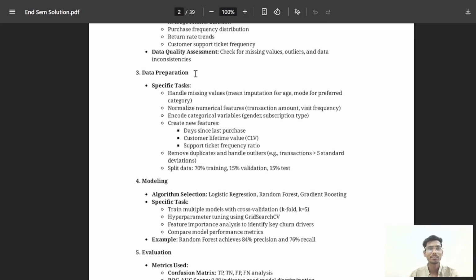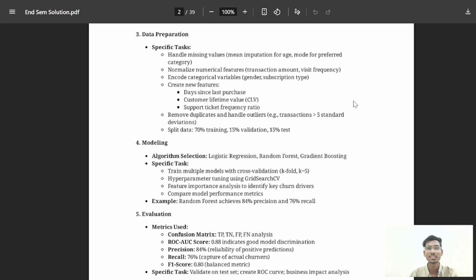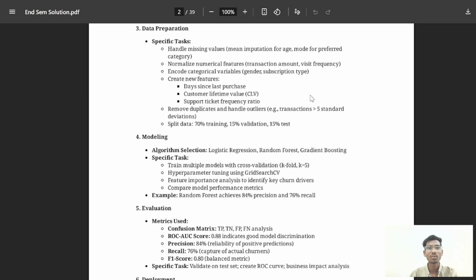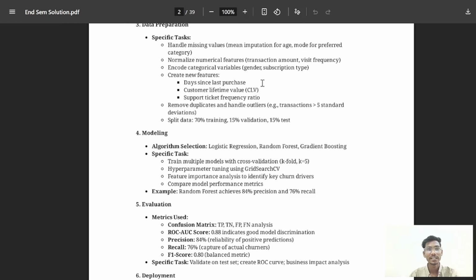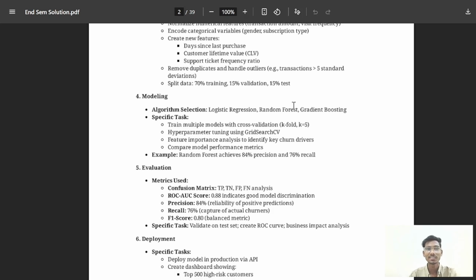In the third phase, data preparation. In this, specific tasks are: handle missing values, mean imputation for age, mode for preferred category; normalize numerical features, transaction amount, visit frequency; encode categorical values, gender, subscription type; create new features like days since last purchase, customer lifetime value (CLV), support ticket frequency ratio; remove duplicates and handle outliers. Example: transactions greater than 5 standard deviations. Split data: 70% training, 50% validation, 15% test.